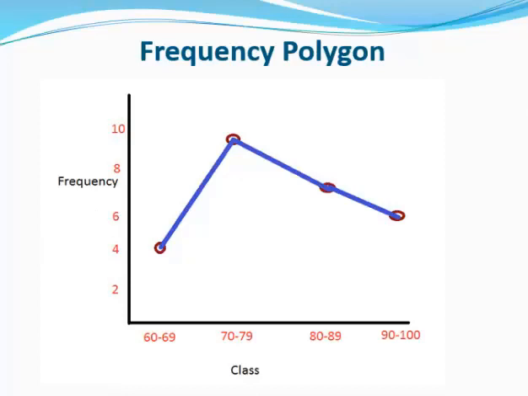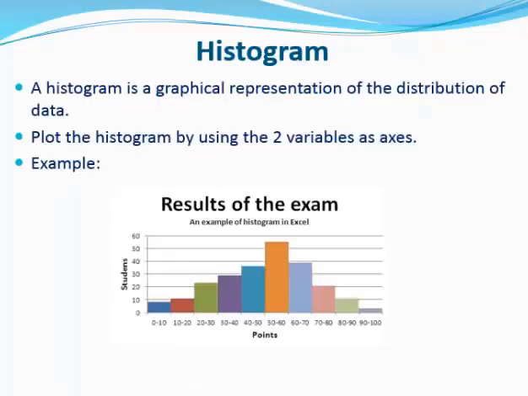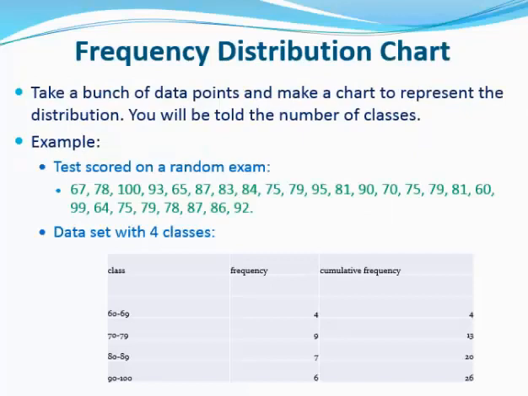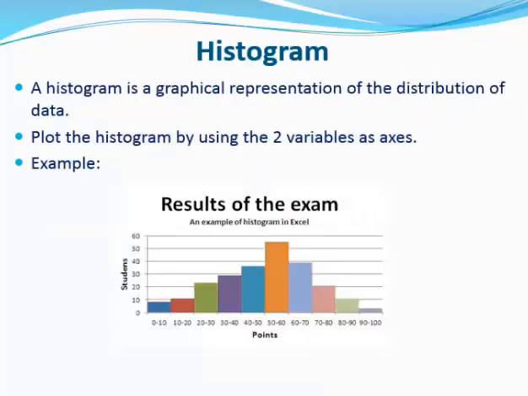There's another type of data distribution method called the histogram. Now this happens to be a different set of data. This is not based on the same chart over here. This one happened to be created with Excel, but creating it with a pencil and paper is also very easy. A histogram is a graphical representation of the distribution of data, and you use the two variables as the axes. In this case, you have the number of students over here and the points over here.